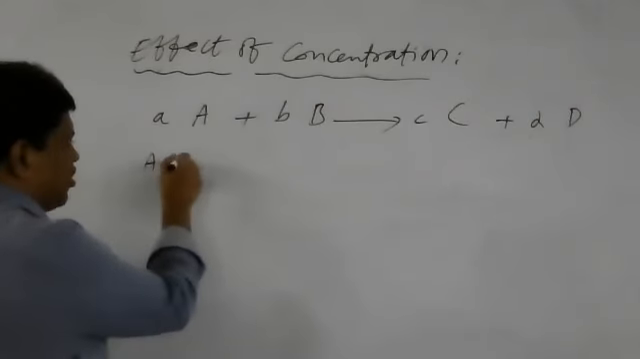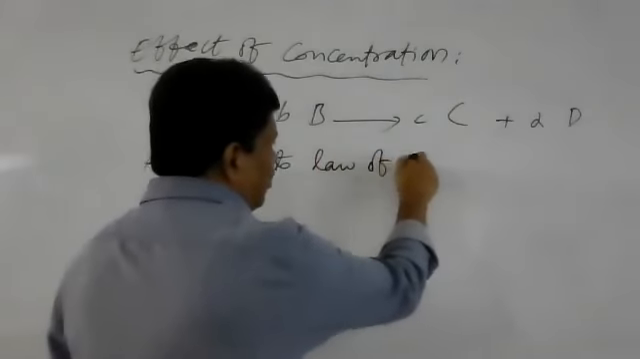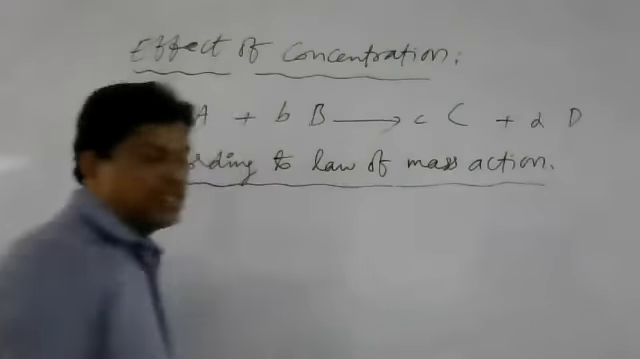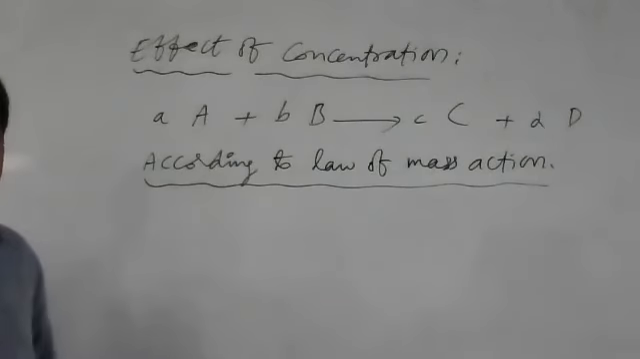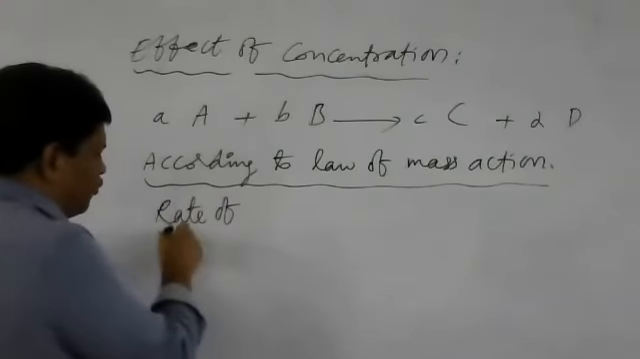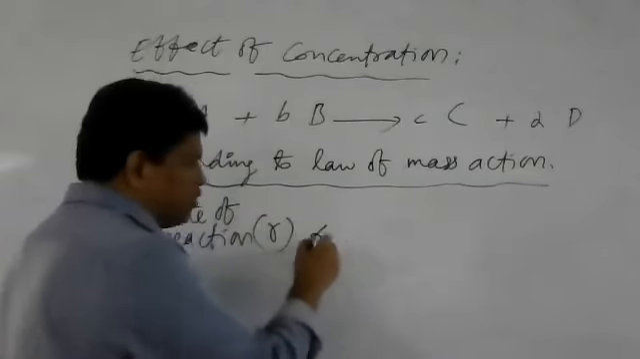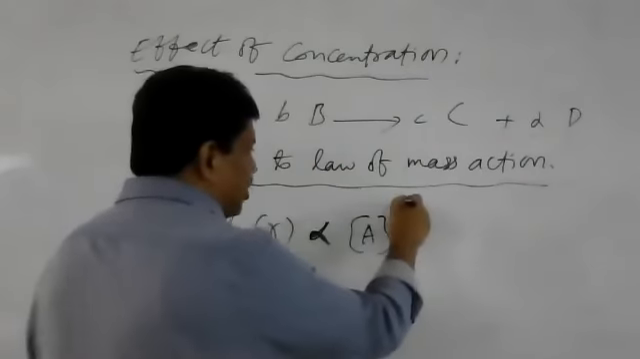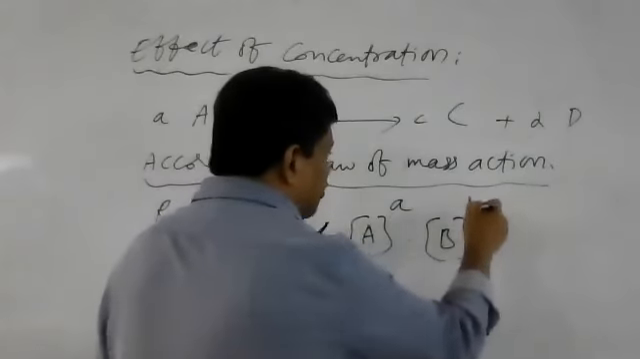According to the law of mass action given by Guldberg and Waage, the rate of this particular reaction is directly proportional to the concentration of A, the first reactant, to the power of its number of moles, into the concentration of B to the power of the number of moles of B.